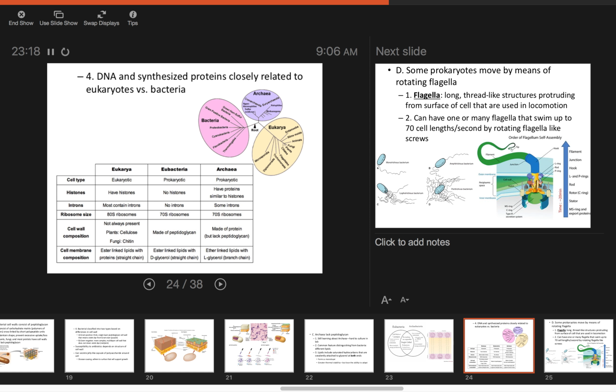I love this table. It's comparing eukarya to bacteria to archaea. It talks about cell types. That's pretty important. We haven't discussed histones, so just ignore that, or introns. But the ribosomes, this is where that difference comes into play. Our ribosomes are different from bacteria as well as archaea. Cell wall composition is not always present if you're looking at animals. In plants, it's cellulose, and in fungi, it's chitin. But in bacteria, it's peptidoglycan, and in archaea, it's protein, but it's not peptidoglycan.